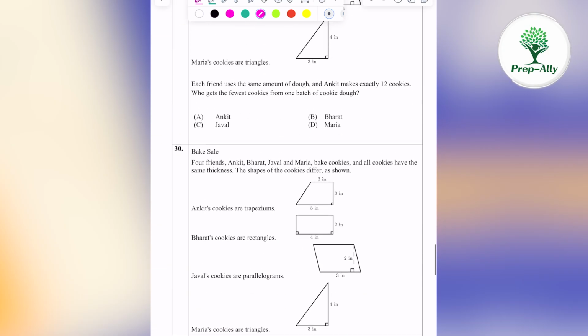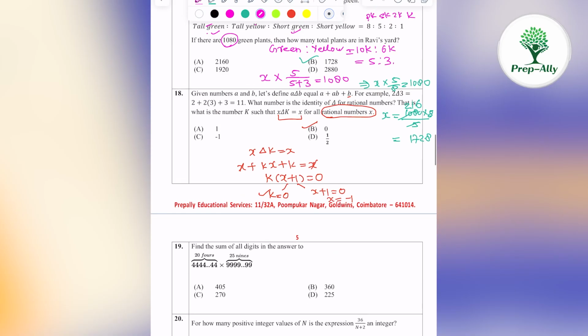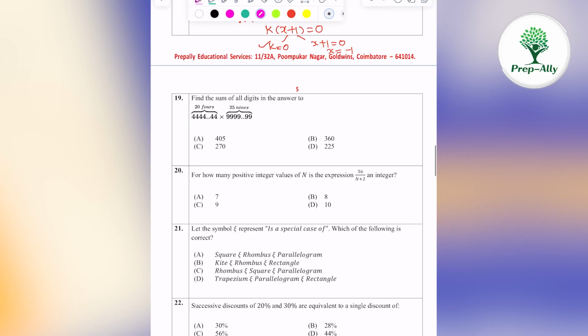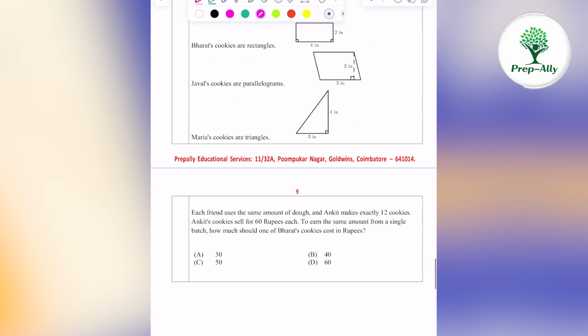You can check the question again. Question number 19: 20 times 4 is given and 25 times 9 is given. So we have to find the sum of all the digits.